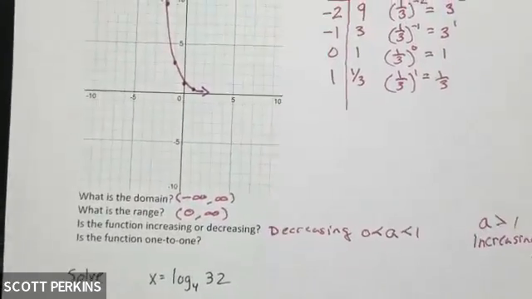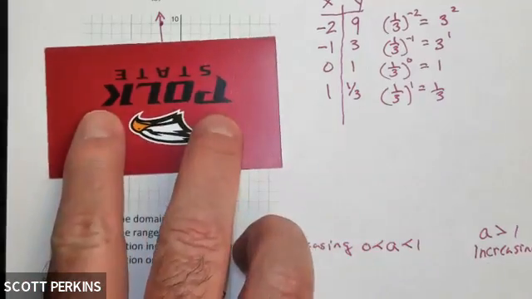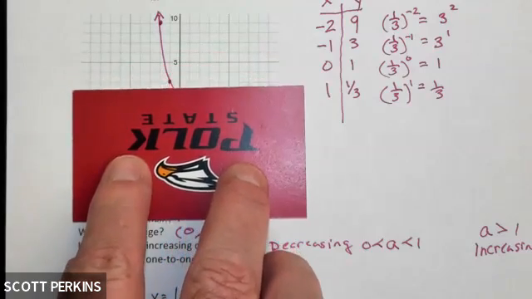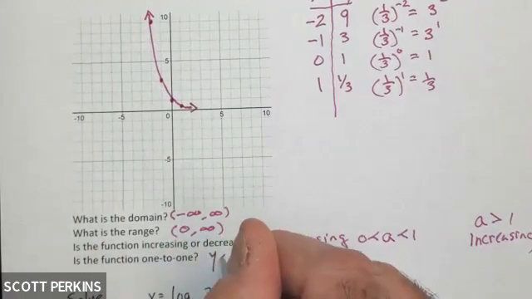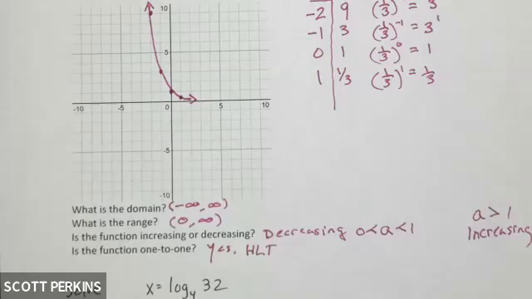And then lastly, what is the visual test to determine if a function is 1-to-1? Perfect. So here's my horizontal line. Notice this horizontal line hits the graph in one point everywhere. So this would be 1-to-1. So yes. And I'm just going to put HLT, horizontal line test. So there are the basic questions for that.